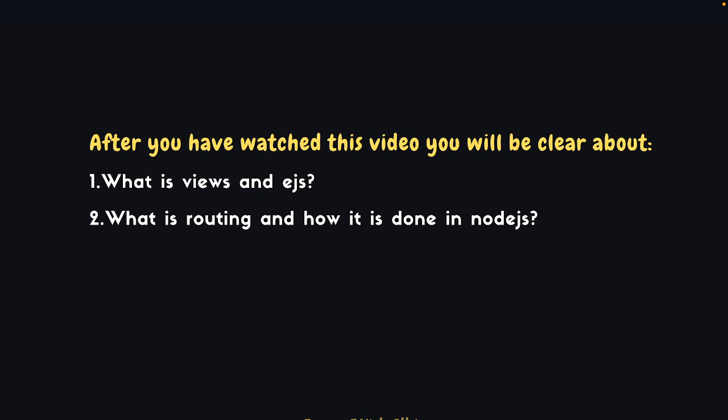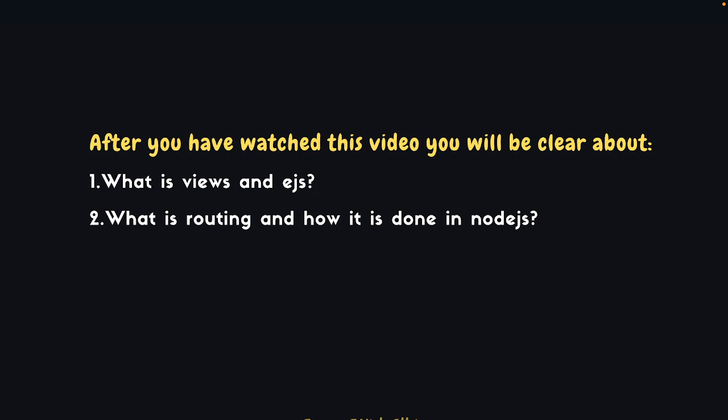It is as simple as that. Okay, so don't get confused when you hear words like views and EJS in Node.js. EJS means all the pages that you want to display in your Node.js project, and views means a folder which keeps all these EJS files. All right, so that is it. Now I hope you are clear about views and EJS.